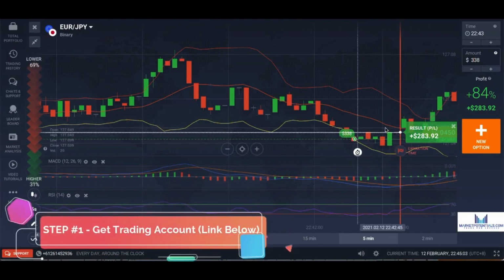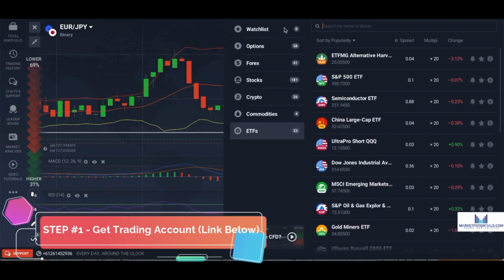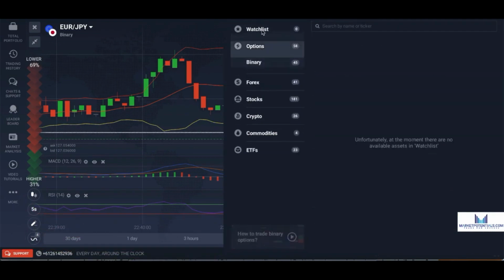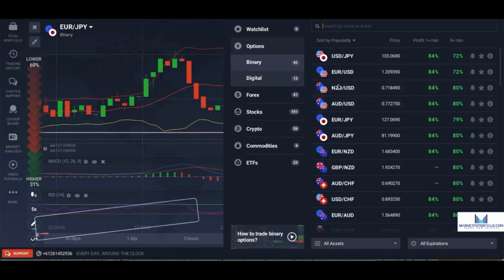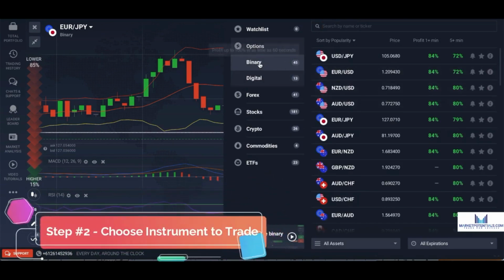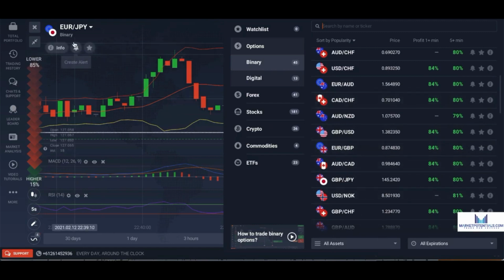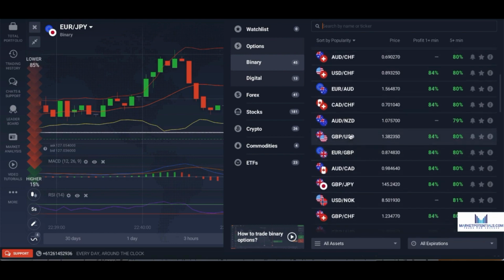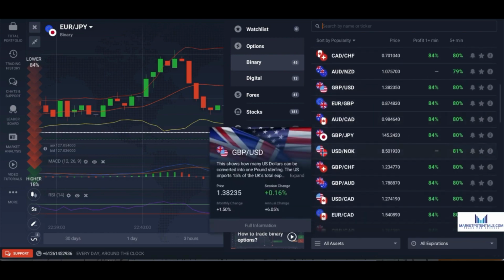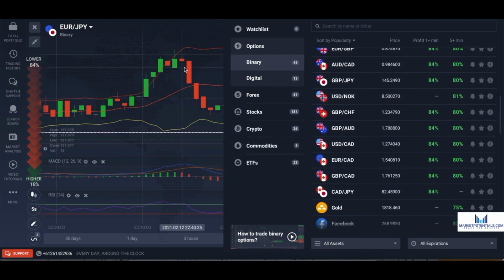Okay, so in order for me to do that, when you get access to the free trading account, you're going to come up here and load up the pair that you're looking to trade. You obviously have a watch list here. I don't keep anything there because everything changes. You're going to come down to the binary, and you're going to choose the currency you're going to trade. I was trading the Euro Japanese Yen Forex pair. You can find that up here and pull it up.